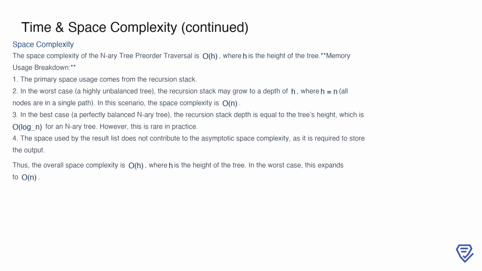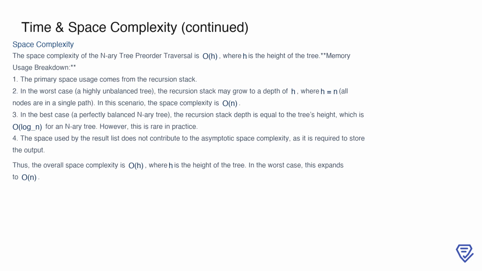Now, let's discuss the space complexity, which is O(h), where h is the height of the tree. The primary space usage comes from the recursion stack. In the worst-case scenario, where the tree is highly unbalanced, the recursion stack might grow to a depth equal to the total number of nodes, n. In this case, the space complexity becomes O(n).